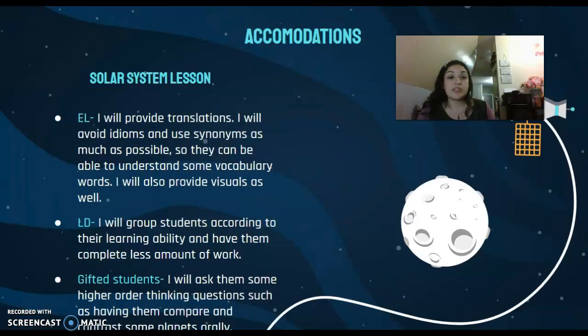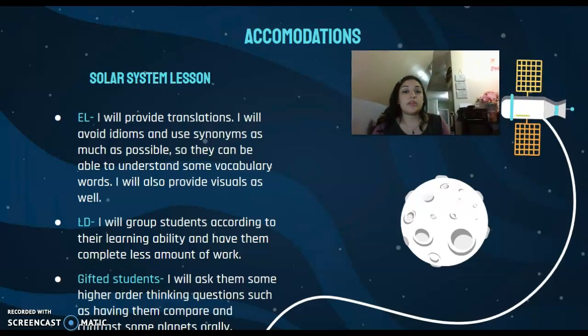Accommodations, solar system lesson for my EL students. I will provide translations. I will also avoid idioms and use synonyms as much as possible so that students can understand some vocabulary words. I will also provide visuals as well.